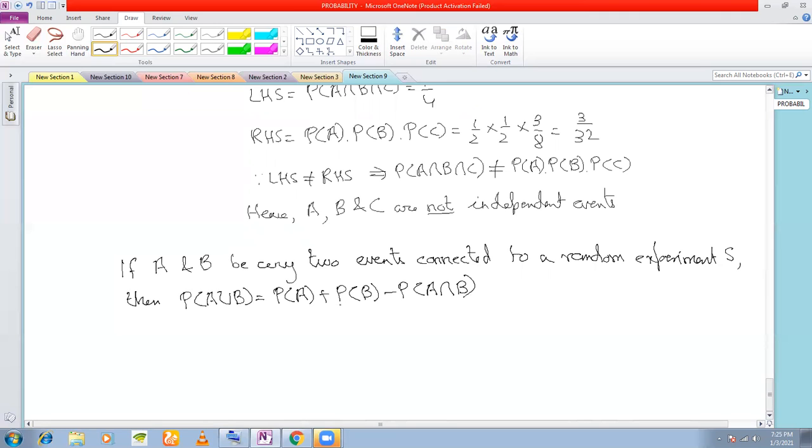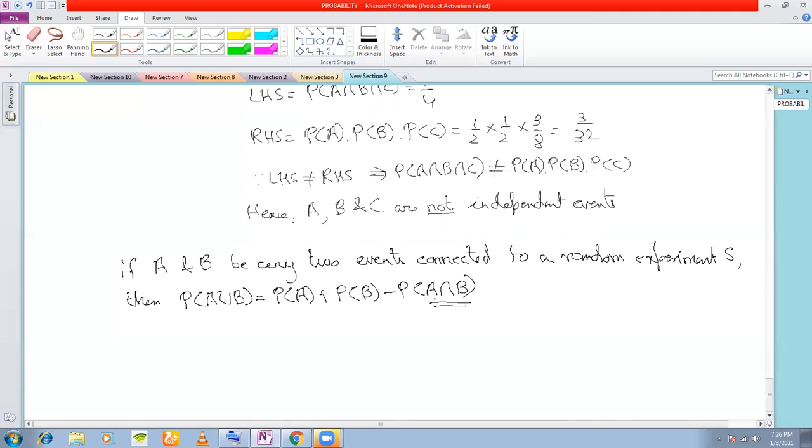Now, till your class 11, I had discussed how to find out P(A union B), right? If you know P(A), if you know P(B), and if you know P(A intersection B), then very easily you can find out P(A union B). But the problem here is, what if you don't know P(A intersection B)? What if A and B are not mutually exclusive? Not mutually exclusive means P(A intersection B) is not equal to 0.